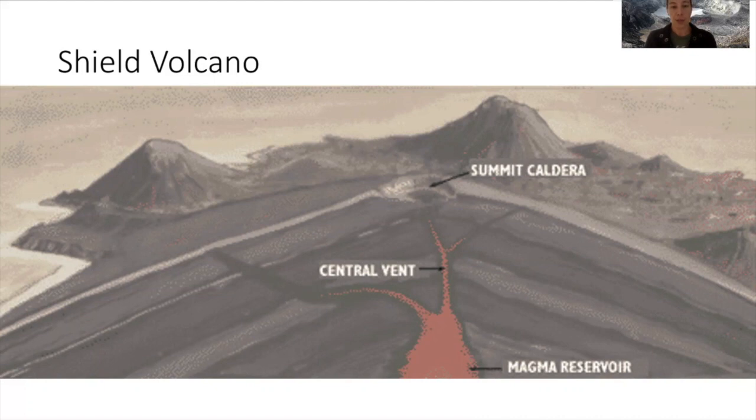And as they flow really easily, they're going to spread over great distances. And instead of piling up high, they're going to spread out wide. And this is why we get these broad dome-shaped volcanoes. In addition to the low silica composition contributing to a low viscosity melt, they're also produced from these mafic minerals, which are more stable at higher temperatures. And higher temperatures tend to result in lower viscosity melts.